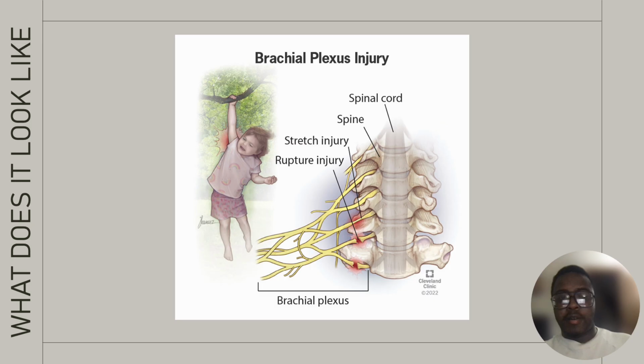And if we go to the next page, you can see here it shows 2 different types of brachial plexus injuries. So first, above we have the stretch injury, where it's just that neuropraxia, where you can see that little thin lining, the brachial plexus, is being stretched out, causing that tensile force. And the other is the rupture injury, where you can see the brachial plexus is torn apart.